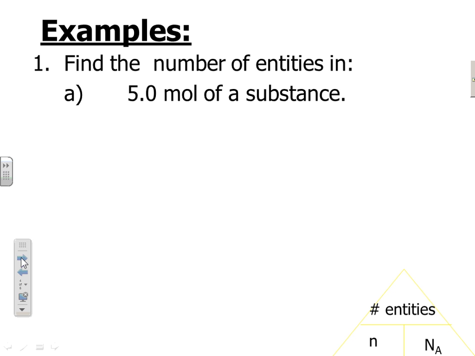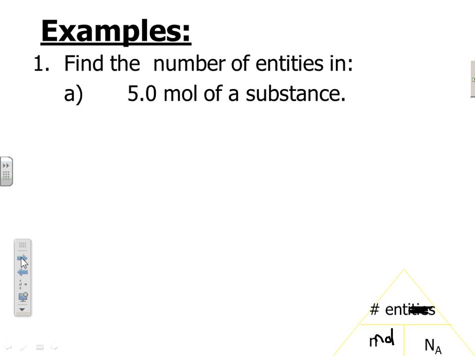So the question is, and I don't like this, I like to write moles and Na. It doesn't matter which end they're on. It doesn't matter whether we flip those around. They're the same thing on the bottom. Find the number of entities in 5 moles of a substance. We don't know what the substance is, so we don't know what the entities are. We don't know whether they're atoms or molecules or formula units, but we don't care. We're just looking for how many of those little pieces there are.